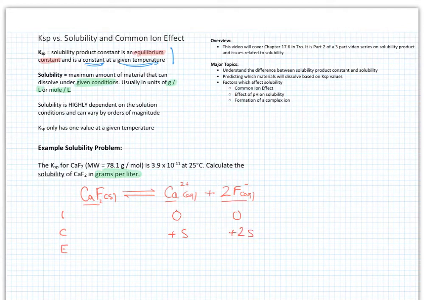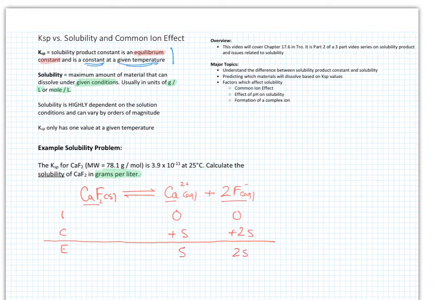Okay, this is going to be a little bit different from the acid-base reactions that we've had. Those have always been plus X or minus X, but this one's going to go up by 2S, and the reason is for every 1 calcium ion that gets formed, 2 fluoride ions get formed. That's from the stoichiometry. So for every 1 S of calcium ions, we need 2S of fluoride ions to get formed. And then, of course, my equilibrium values are going to be S and 2S.